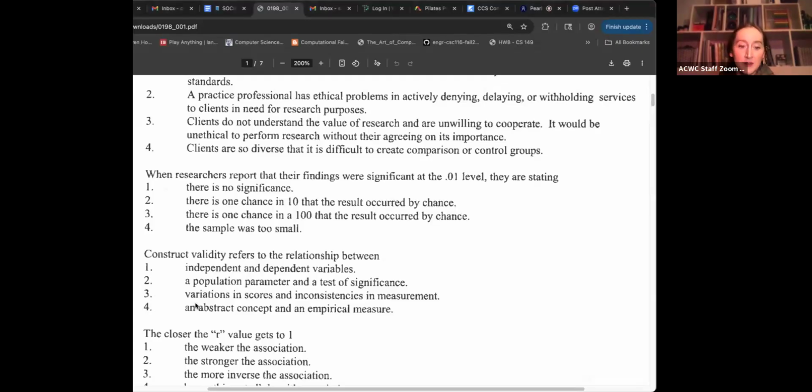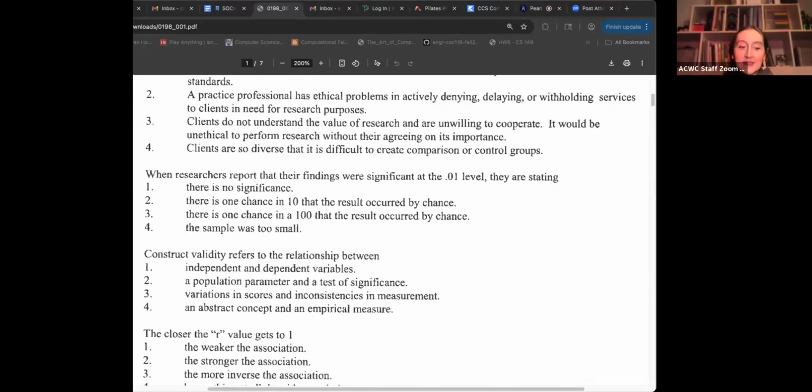That leaves me with 1 and 4. Well, I'm back to actually the same thinking. Independent and dependent variables, again, have to do with more like measurement type stuff. This has nothing to do with an independent or dependent variable. That just leaves 4. I can eliminate 1, 2, and 3. That all has to do with measurement.